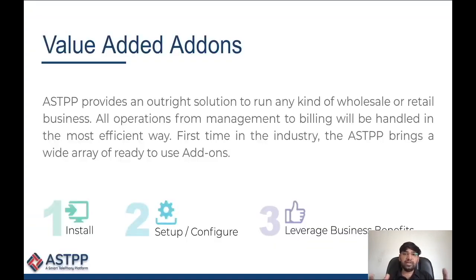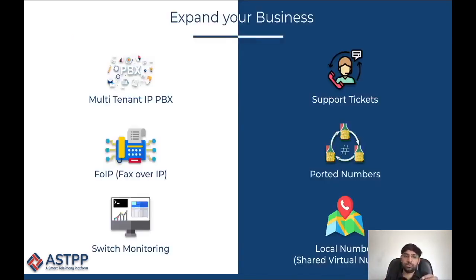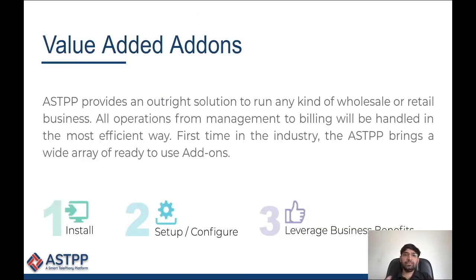On top of this default functionality, we have a very flexible add-on feature as well. I mean, the add-on concept. So the idea is, when you have installed ASTPP, you have a default billing functionality in the system. Now, if your customers are demanding a faxing service, you can go ahead and simply install the fax add-on. So simple, install it, configure it, and offer that service to your customers.